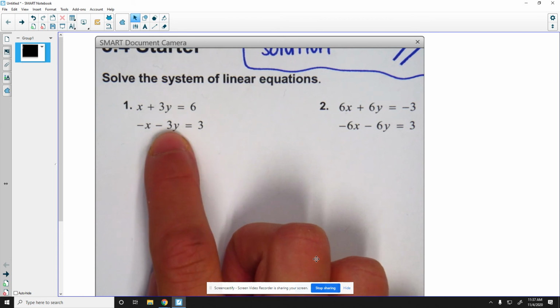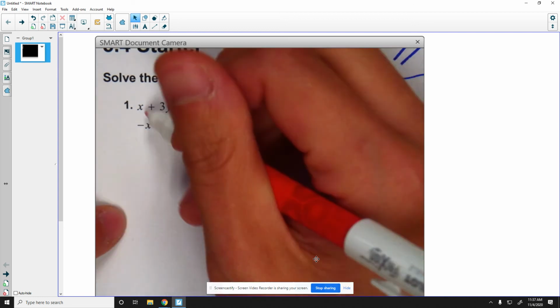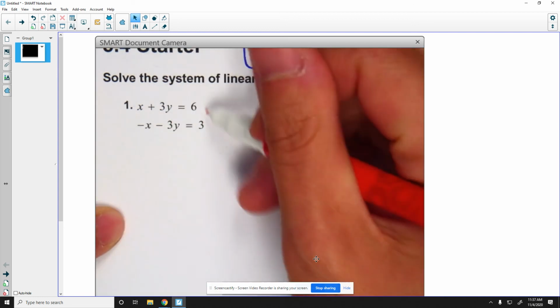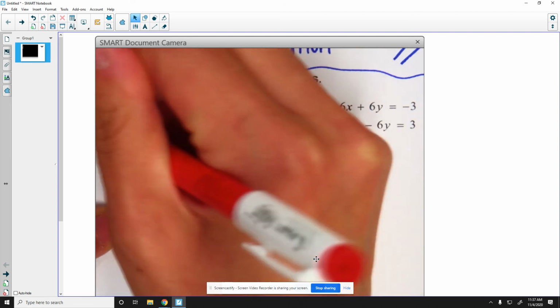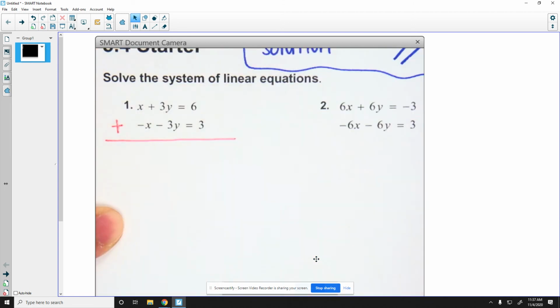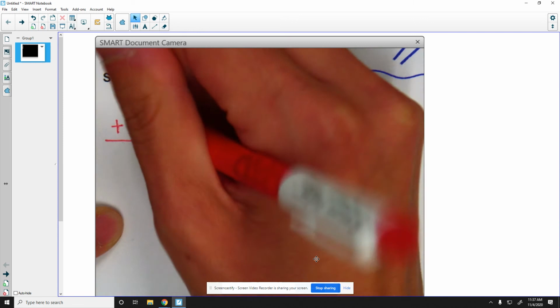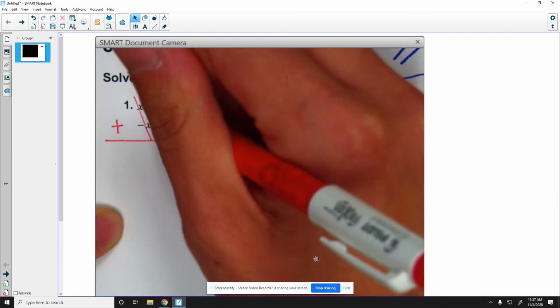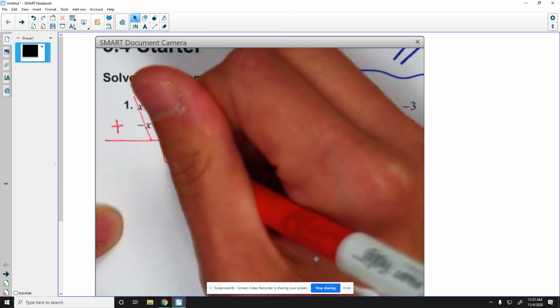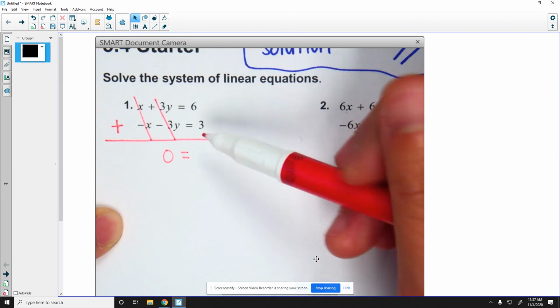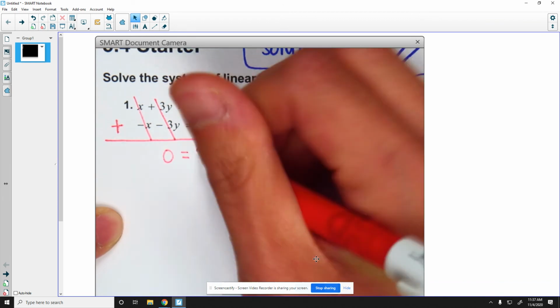So look at this way. Which way would be easiest for this problem, the way that it's already set up? Elimination. Yeah, elimination, right? Do you see how your x's are on top of x's, your y's are on top of y's, your numbers are on top of numbers? So all I have to do is eliminate them by adding them together. So x, negative x cancels out. 3, negative 3 cancels out. So left over, I have 0 equals, and then you have to add 6 plus 3 is 9.